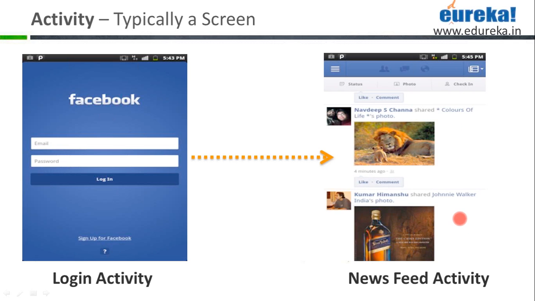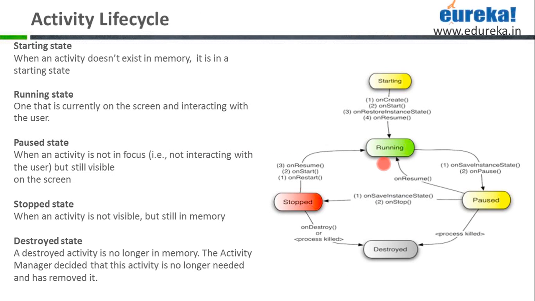After you log in, if you key in your credentials correctly, the activity you see is the newsfeed activity, where you can see all your friends' content and the various feeds coming up from the various friends. Right? Then let's move ahead.